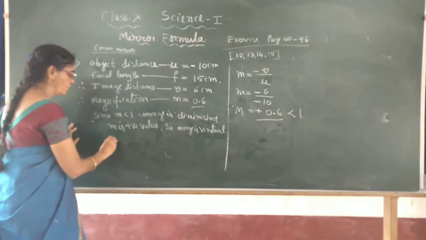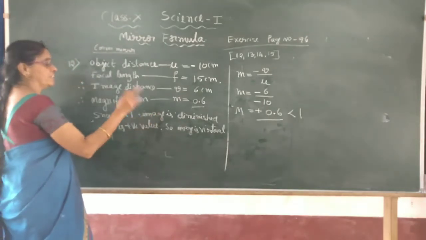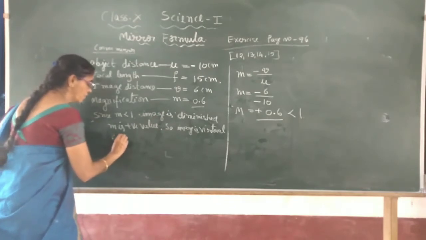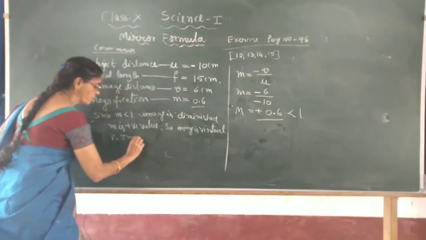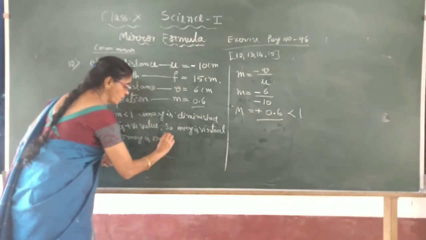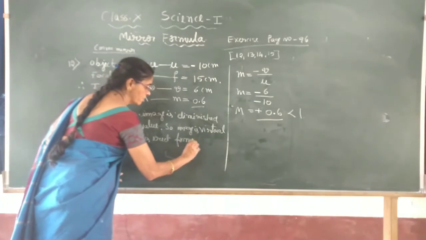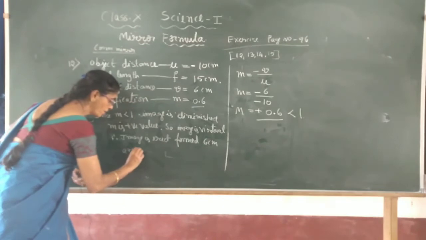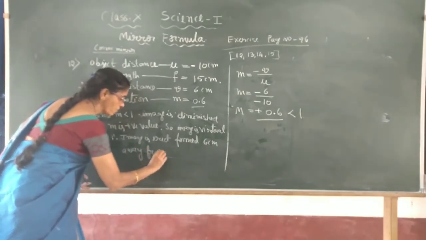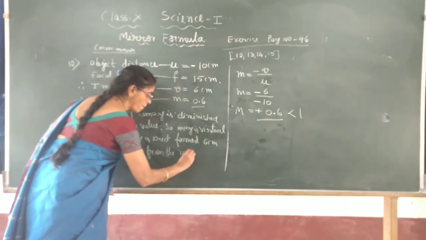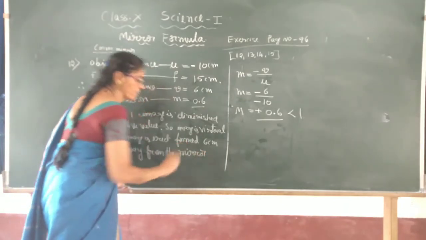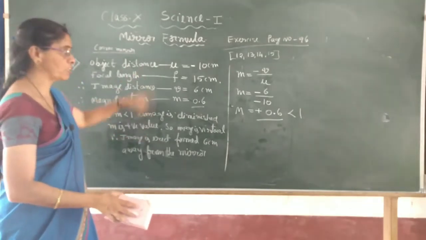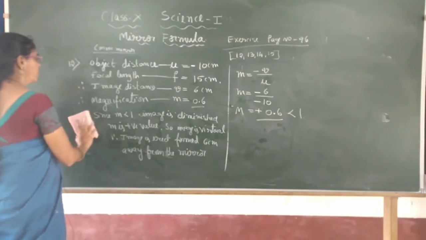So what can you write? It is a diminished virtual image. Virtual image means the image is erect. Therefore, the image is erect, formed 6 centimeter away from the mirror. So you have to write the property or position in this manner. They require this much to write. So this is usually a 4-mark question they will give. I hope you understood the problem.